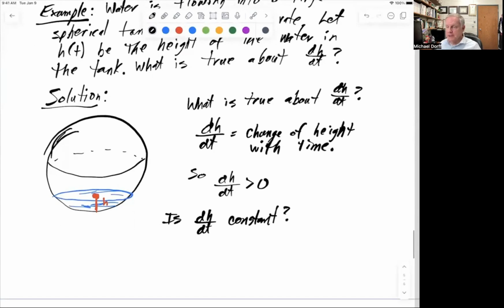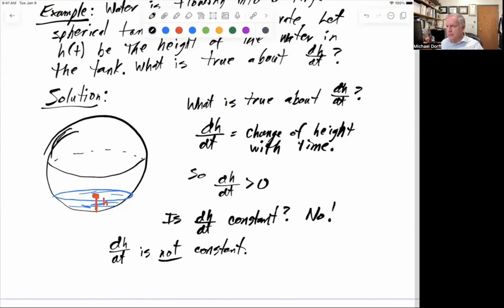Is the height constantly changing throughout the time I'm adding the water in? Well, think about it. I'm pouring water into this spherical tank. Does the height change constantly? The answer is no. dh/dt is not constant. Why is that? Well, when the water is low inside the spherical tank, the height is increasing more rapidly. As I get near the middle of the tank, because the tank is wider, the height is not increasing as much. The water is being flowed in at a constant rate. So at that constant rate, at the very bottom of the tank, the height is increasing more rapidly.